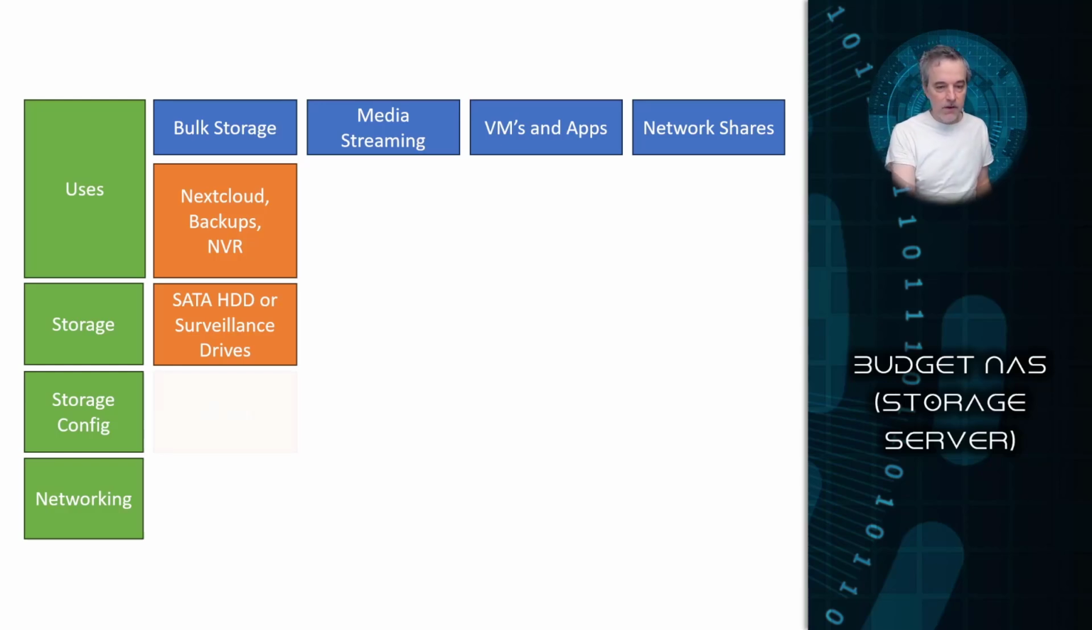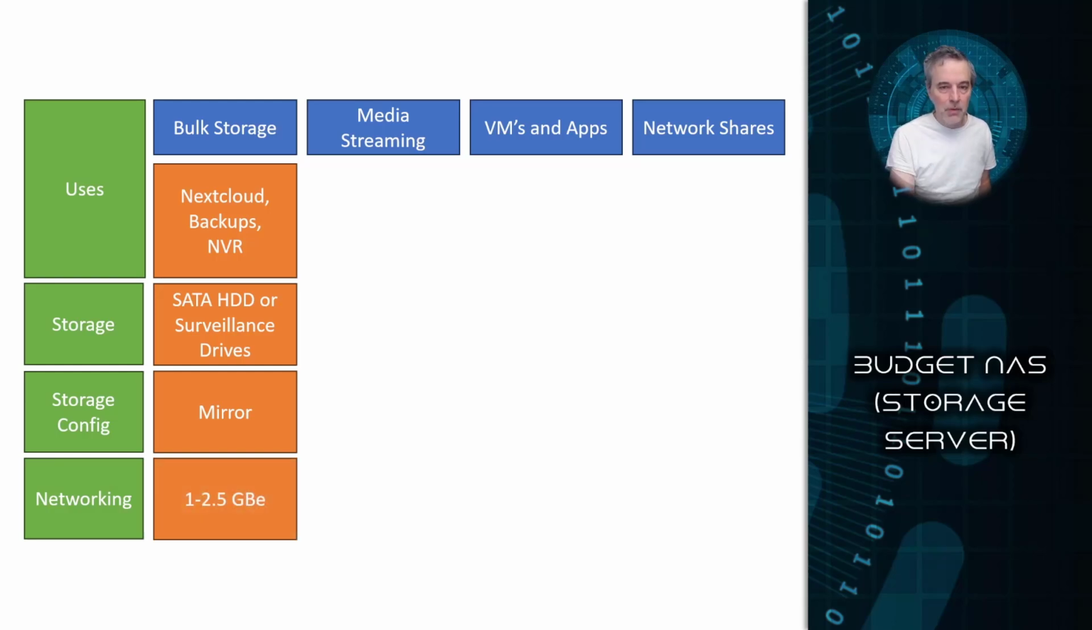Now, the storage configuration that you might want to use on this is mirroring. Mirroring is basically where you have 2 disks and the data is written to both disks. So if one disk fails, you still have a copy of it. And for networking in this particular instance, you don't really need a ton of networking for this to work. 1 gigabit to 2.5 gigabit Ethernet should be fine.